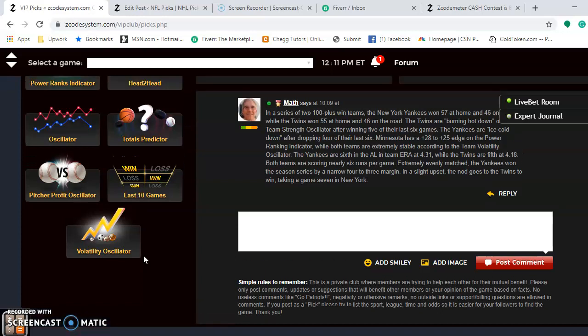The Yankees are at home. You might think that would give them the advantage, but I'm going to go for a little bit of an upset here. I think that the Twins will take this. They will win a game seven in New York to take the series.